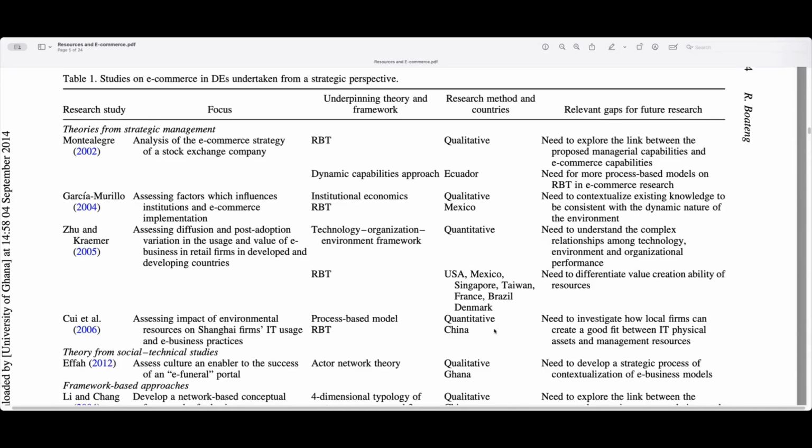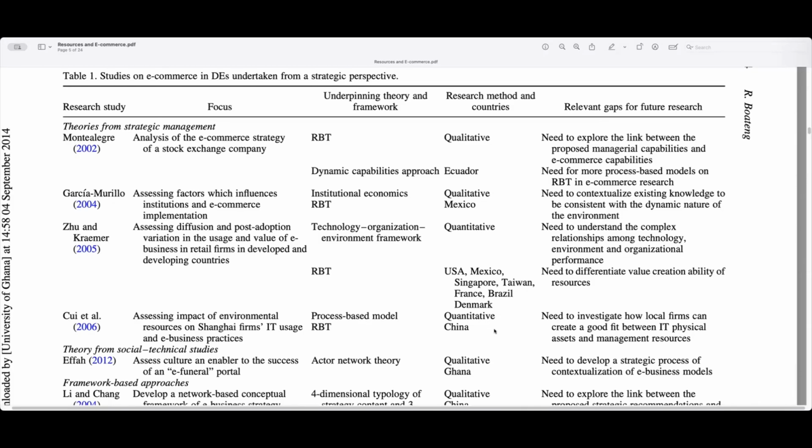Please, do you understand it? Yes, please. Okay. Yes, Prof. Okay. So all this is part of the literature review process.